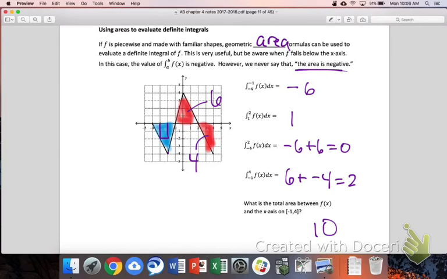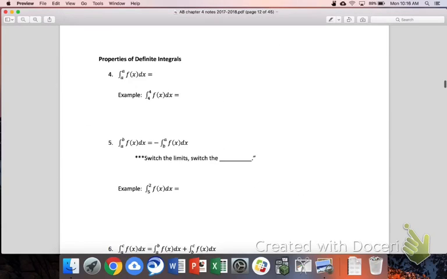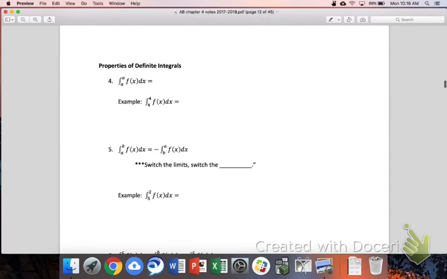Okay, well, let's finish this up. We'll see. We might be able to finish all this up. I think we'll come very close, if not all the way. So we're going to look at some properties. These properties are all pretty much based on area. And so I think that hopefully these will make a lot of sense to you. Let's take a look at numbers 4 and 5.